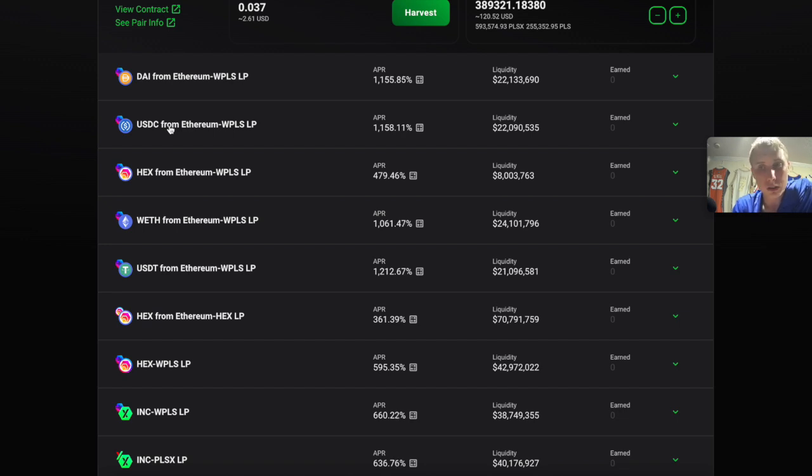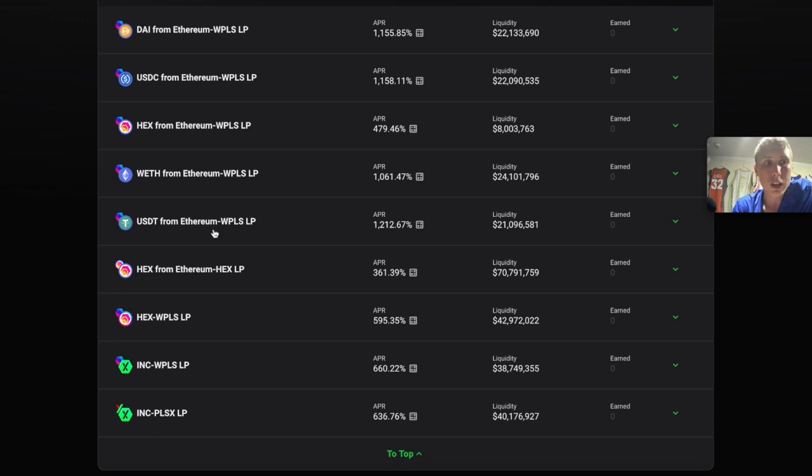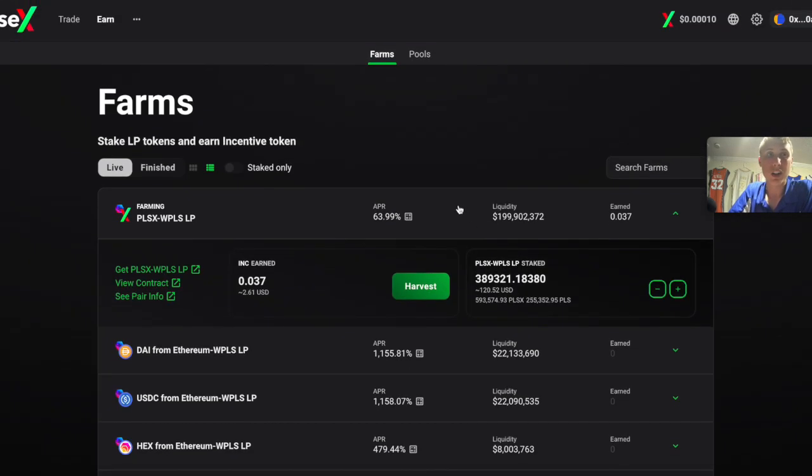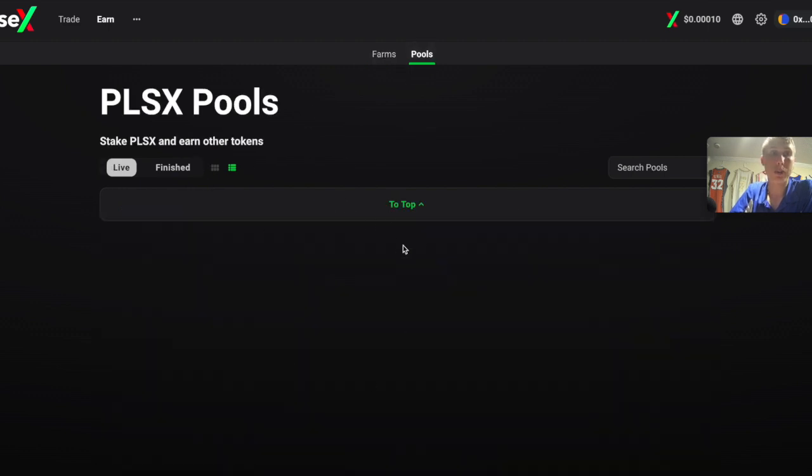So if you're going to provide liquidity in some of these pools, try to stick with something like Hex, Wrapped PLS, or PulseX, like PLSX, and maybe Incentive Token. These are like the native coins on Pulse Chain, and they're not just funny money printed out of thin air, which most of the tokens were, because they're really just airdrops.